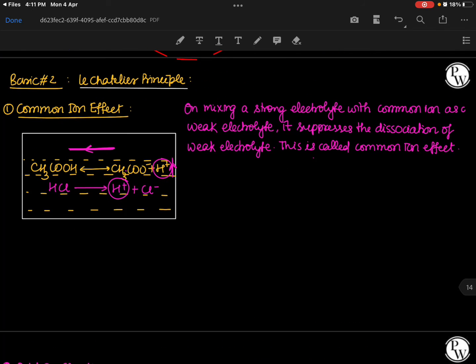Le Chatelier principle. Look at the common ion effect. On mixing a strong electrolyte with a common ion to a weak electrolyte, it suppresses the dissociation of the weak electrolyte, and this is called the common ion effect.